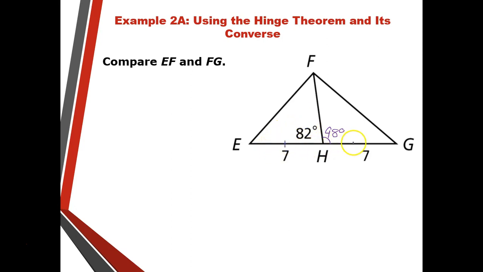Now, this segment and this segment are congruent, and they share a common side, so we know they're congruent. Now, EF is opposite of that angle. FG is opposite of that angle. And EF is opposite the smaller angle of the two, so we're going to say EF is less than FG.